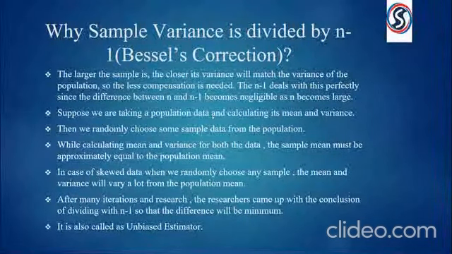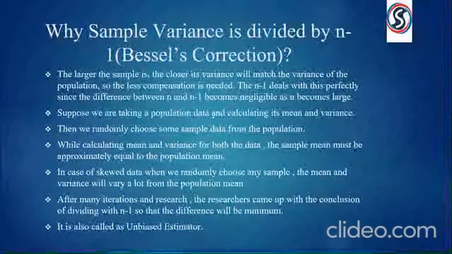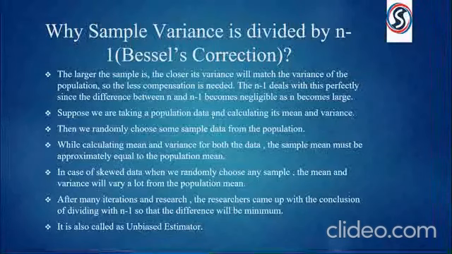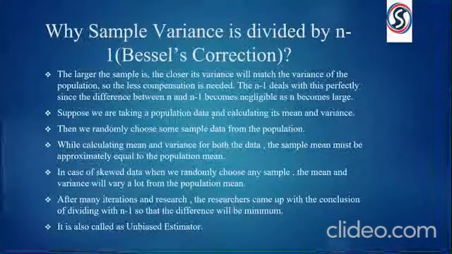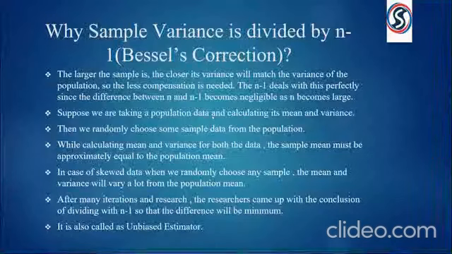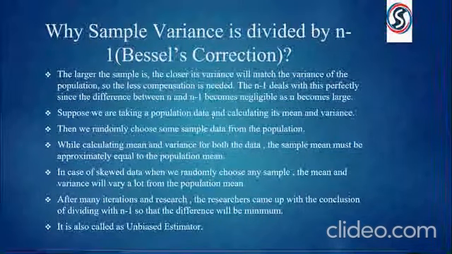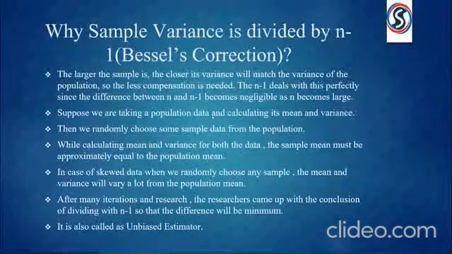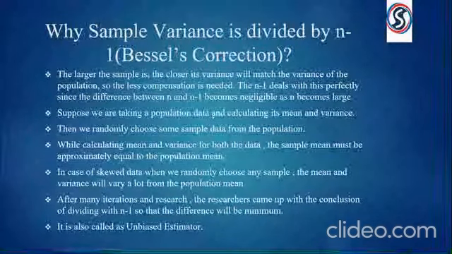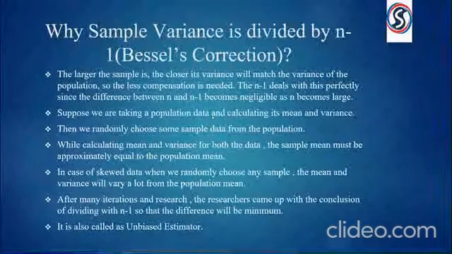This term usually comes up in interview questions. They ask, what do you mean by the bias correction, and people get stuck on that part. So now, the larger the sample is, the closer its variance will match the variance of the population. When the sample data is larger, its variance will be very close to the population variance, so less compensation is needed. The n-1 deals with this perfectly, since the difference between n and n-1 becomes negligible as n becomes large.